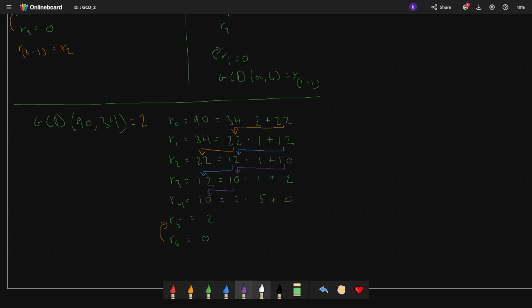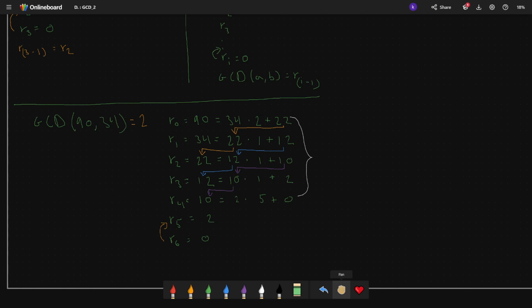Notice also how the remainders that we find over here are strictly lesser than the previous remainder that we found. And this is our guarantee, so to speak, that the algorithm will terminate, because the values are approaching 0 and will eventually hit 0, meaning that the algorithm will terminate.